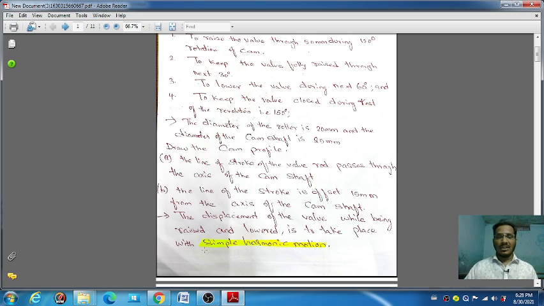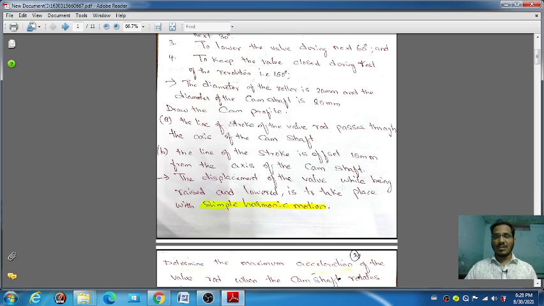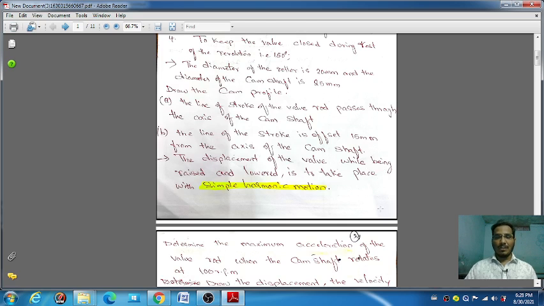And after that, the question is asking here, the displacement of the valve while being raised and lowered is to take place with simple harmonic motion. Here you will get which type of motion we have to consider. So that's why I am highlighting this part. Whenever you are reading the question, you have to read it carefully. Then only you will get the easy concept to solve the problem.